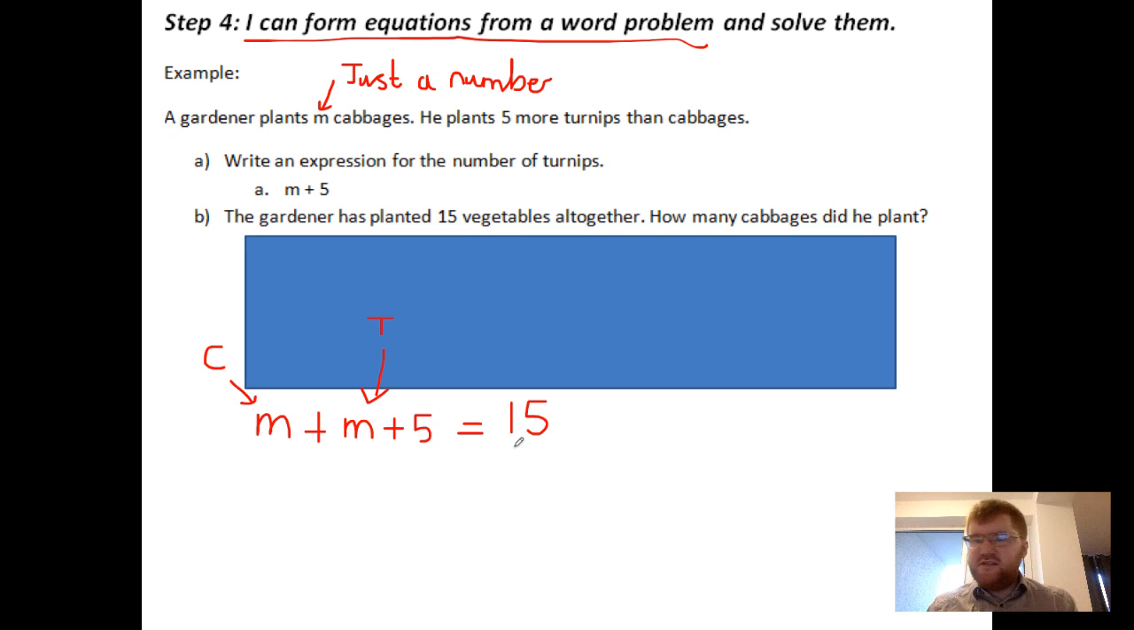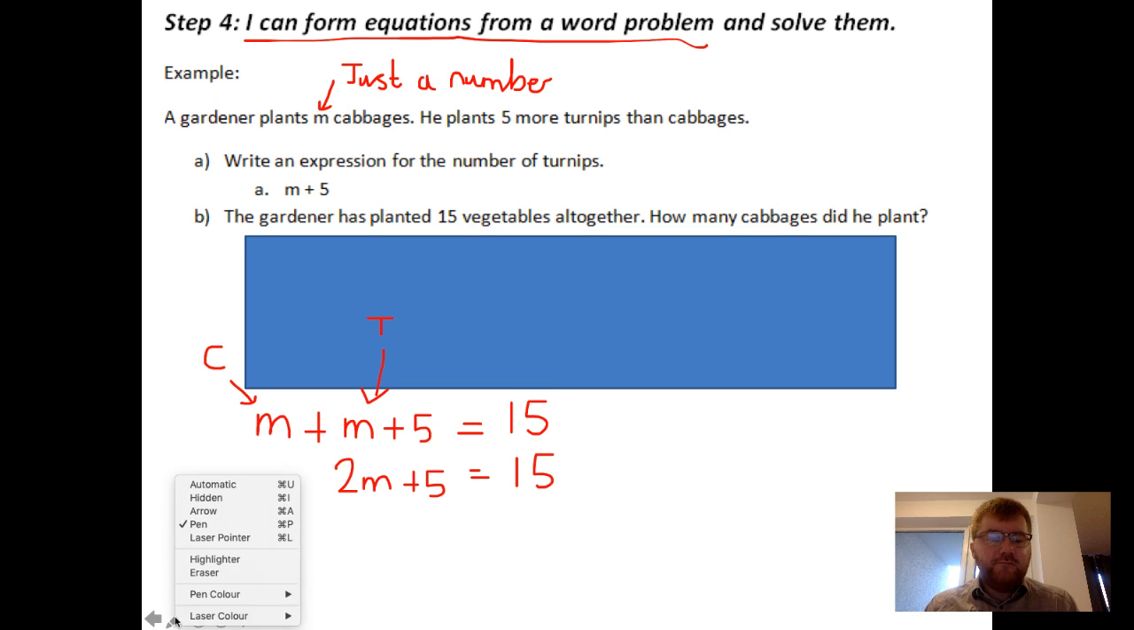Okay, we can do a bit of simplifying at this point. So M plus M, well, that's equal to 2M. Then we've got a plus 5. And that's equal to 15. So now we've got an equation, which we solved in step 2. So now we've reduced it from a step 4 problem, a fairly difficult problem, to a normal step 2 problem. And now we use exactly the same method that we've done many times before in part 1 and the start of part 2.